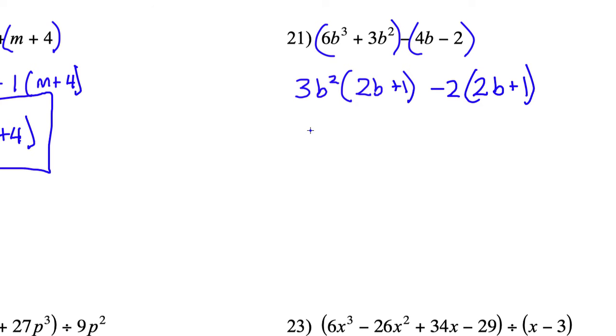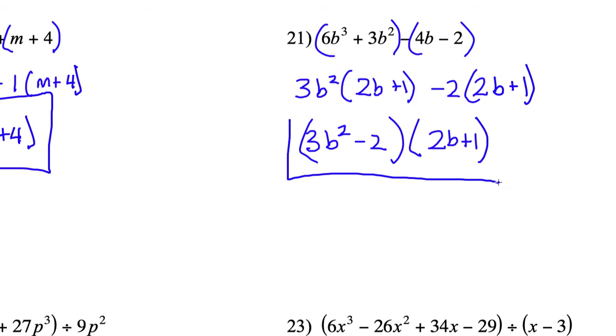I do 3b squared minus 2. That was the first term that we factor out of each, and then I'm left with the common group of 2b plus 1, and then I again ask myself, can I factor any further? And the answer in this case is no. I don't have any difference of squares or anything like that.